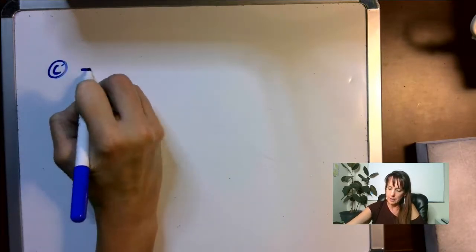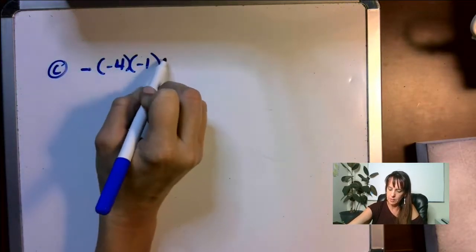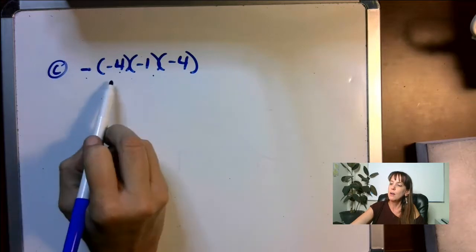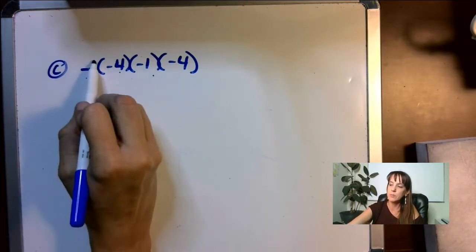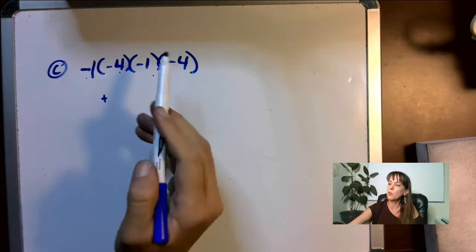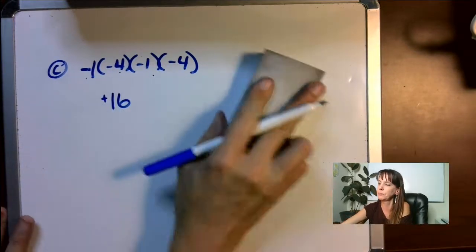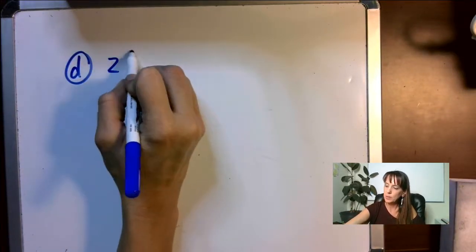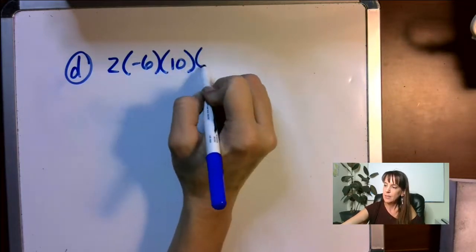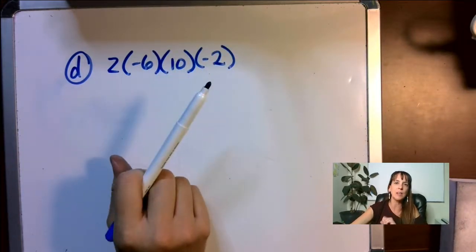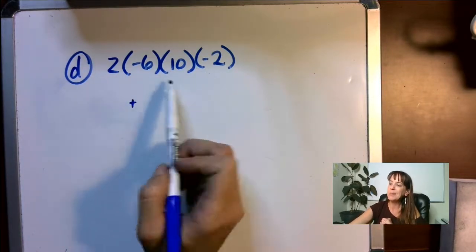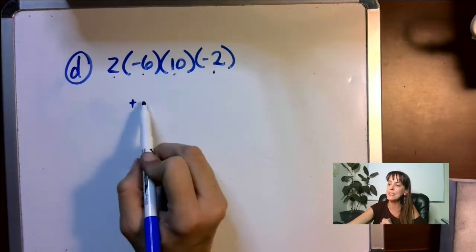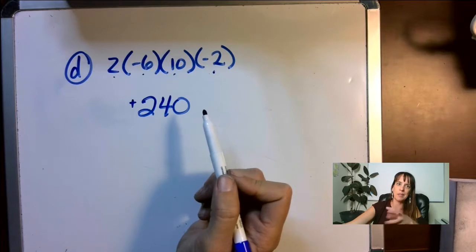C is -4, -1, -4. That is 1, 2, 3, 4 negatives, so that's going to be a positive answer. And remember right here, this is a 1, so make sure you think of that as a 1. 4 times 4 is 16, times 1 times 1, positive 16. All right, D. I got 2, -6, 10, -2. I've got 1, 2, that's an even amount, so it's going to be positive. I'm going to do this times this is 4, times 6 is 24, times 10 is 240. See how I did that so that it made it a little bit easier?